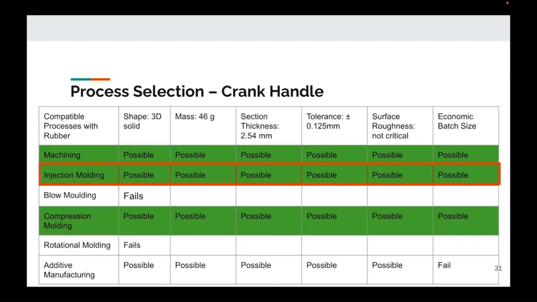The crank handle is intended to be made out of rubber and has a few different processes that can allow us to fulfill all of its requirements. We have machining, injection molding, and compression molding. We finally chose injection molding because it allowed us to create the shape needed with the tolerance and surface roughness required, but it also had the best economic batch size.